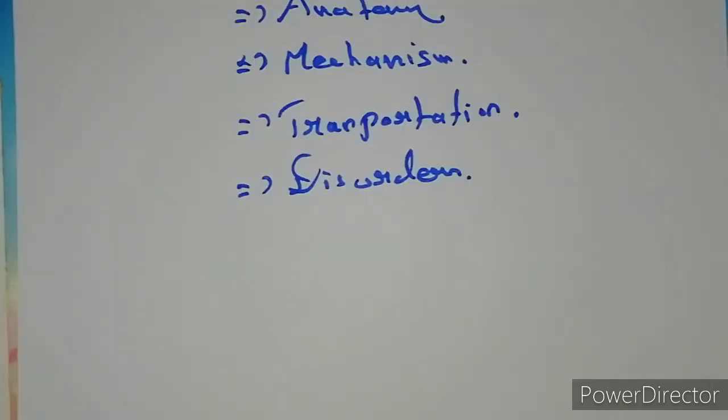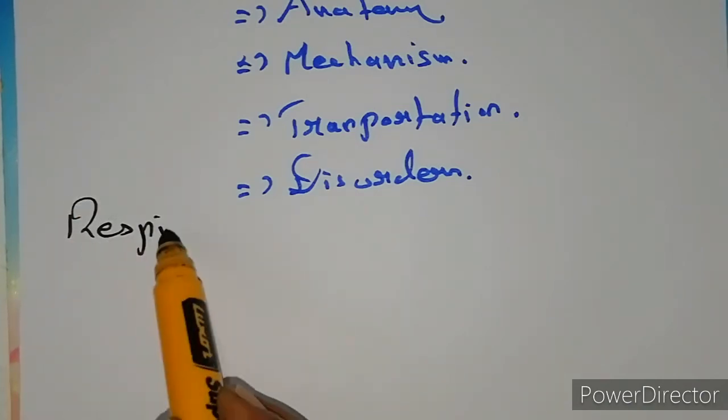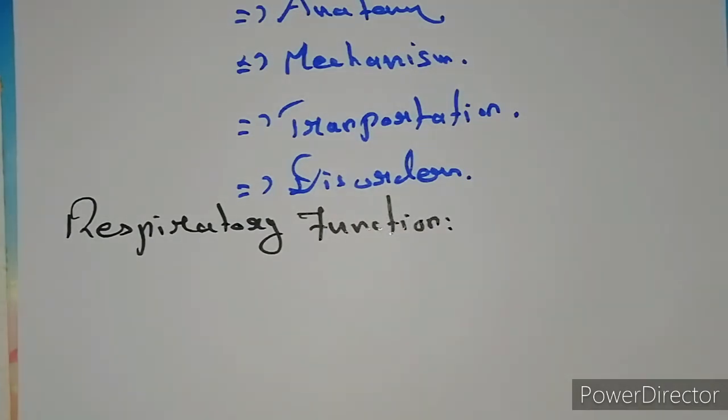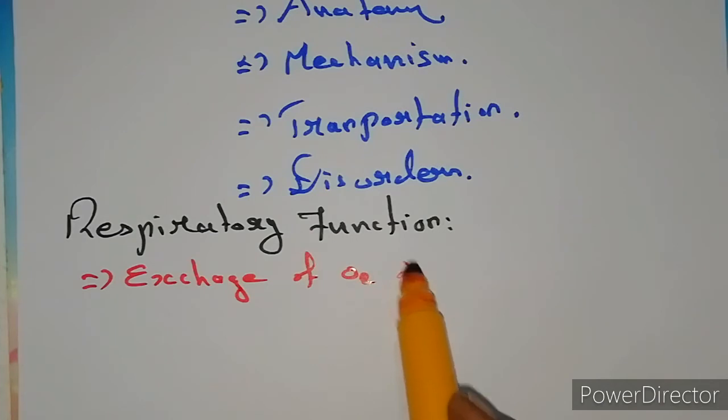So let us begin the respiratory functions. Okay, let us see. Of course we know the main function of the respiratory system, that is the exchange of oxygen and carbon dioxide between the atmosphere and our blood cells. So the first respiratory system function is the exchange of oxygen and carbon dioxide.